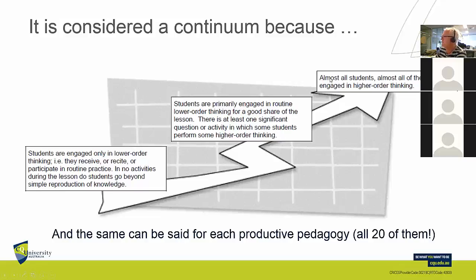At the top of the continuum, we've got almost all students, almost all of the time, engaged in higher order thinking. At the bottom of the continuum, students are engaged only in lower order thinking. They receive or recite or participate in routine practices. In no activities during the lesson do students go beyond simple reproduction of knowledge. And for all 20 productive pedagogies, they are all separate continua. They all exist at the extreme end, where everything's happening to a high level, and at the lower end, where things are happening at a low level.